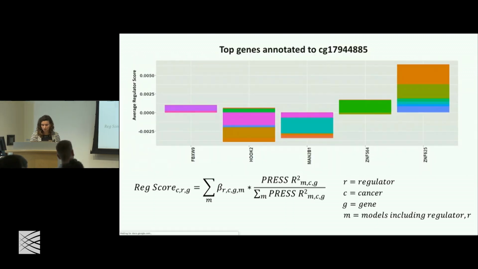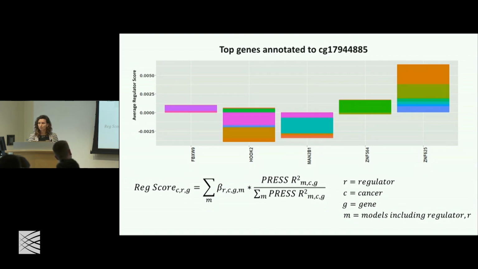So what we can do is look at which gene expression this probe has contributed the most to, and look at the top 5 genes where this probe had the most contribution across tissues. And it looks like zinc finger 625 was that gene. The way that we do it is very simple. We take the coefficient of the particular probe, we weigh it by the quality of the model, how predictive the model was, and we sum it up across all models.